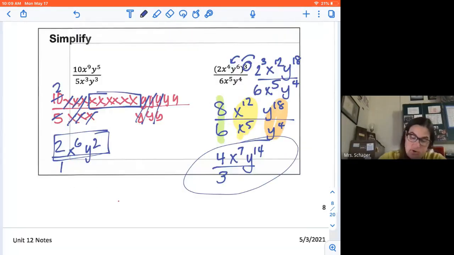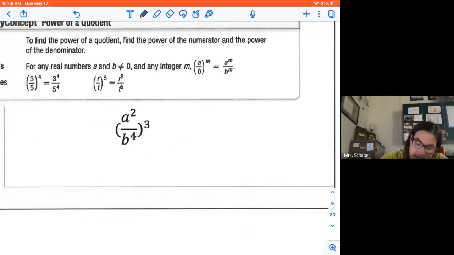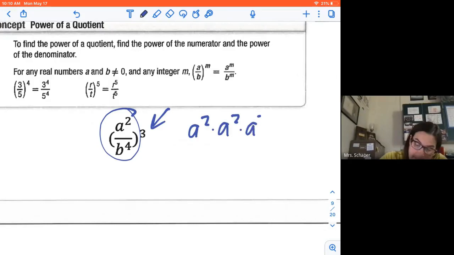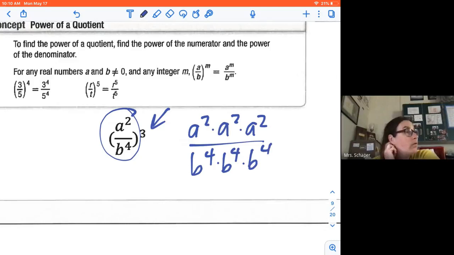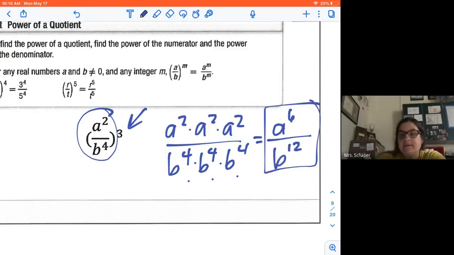And one more that we're going to talk about is power of a quotient. What we're saying is we're taking this part 3 times. So a squared times a squared times a squared, b to the 4th times b to the 4th times b to the 4th. And when I look at that, I've got 2, 4, 6 a's and 4, 8, 12 b's. A to the 6th, b to the 12th. Okay.